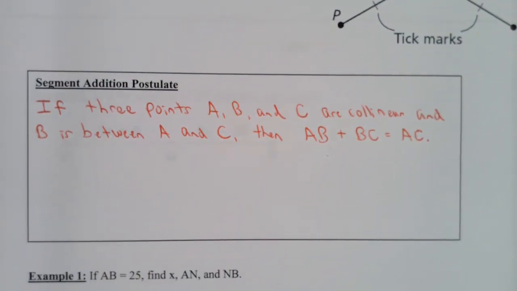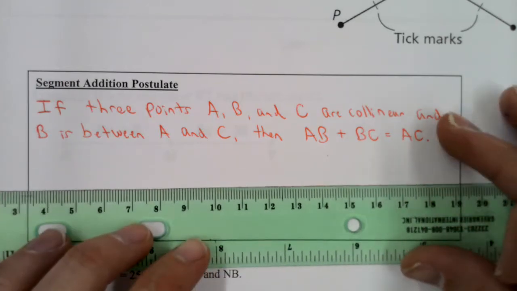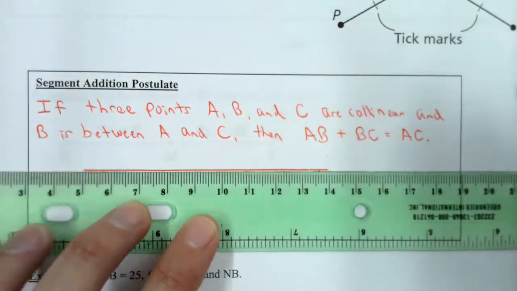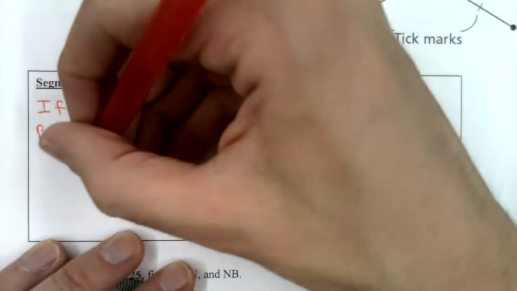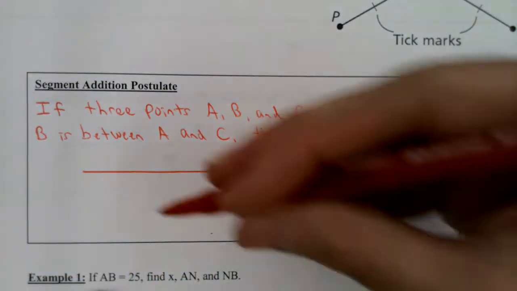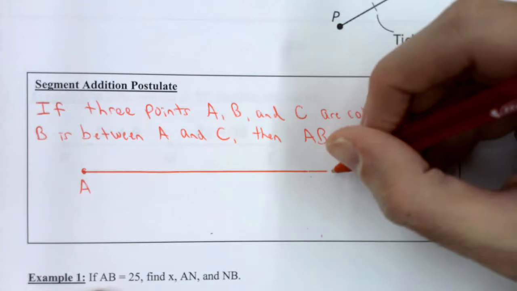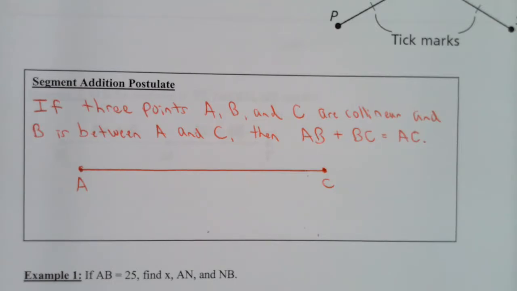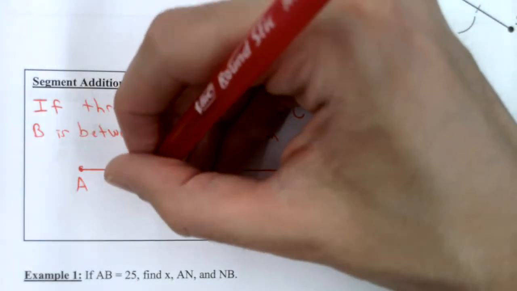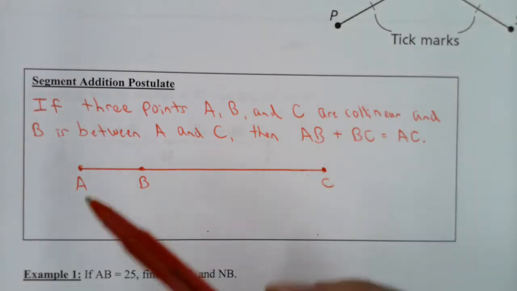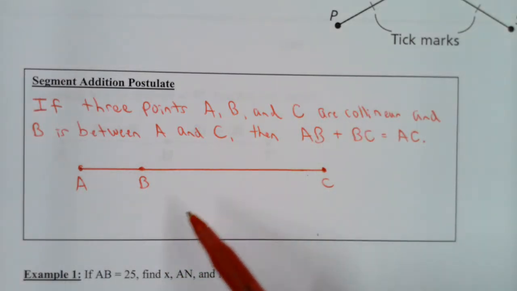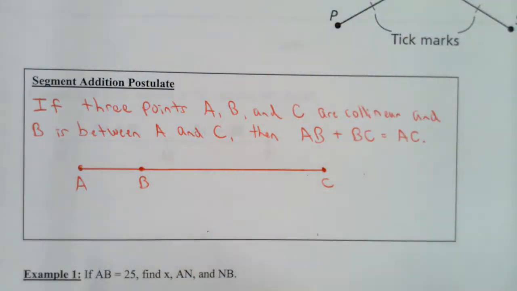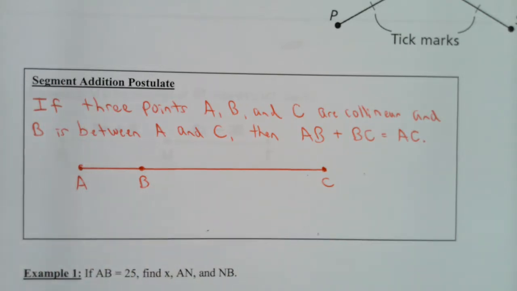Now, that might be confusing when you read it in a sentence, so let me draw a diagram that explains what that said. I'm going to draw three points on a line or a segment. If three points A, B, and C are collinear, and B is between A and C, I'll call this one A, this one C, and B is between them. You can put B anywhere you want in between them. I'll put B right here. Then I can say that AB, this segment, plus BC, this segment, equals the entire segment. That should make sense. If you add up all the individual segments, it equals the entire segment. That's what it means.